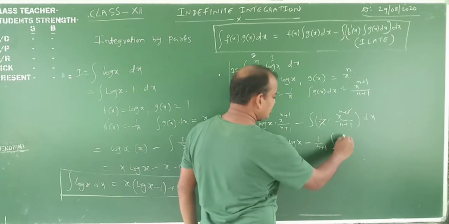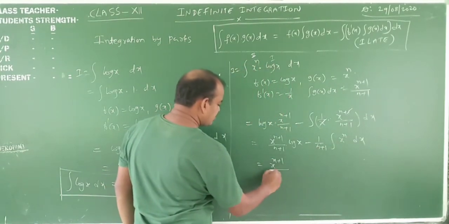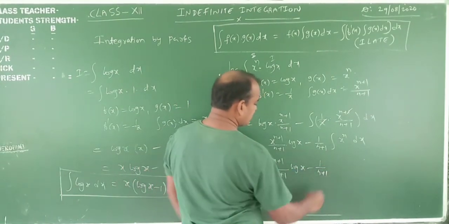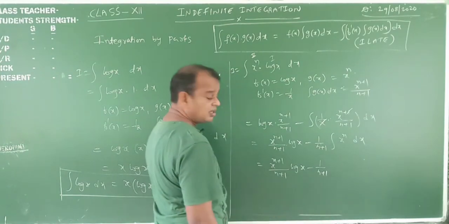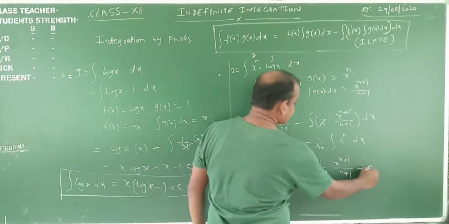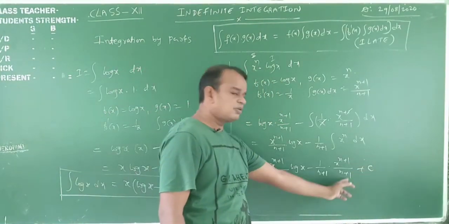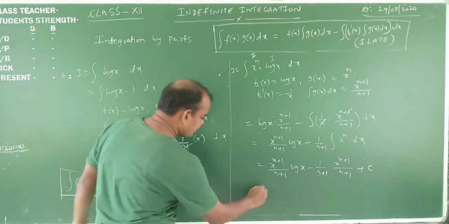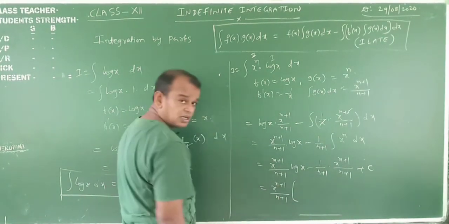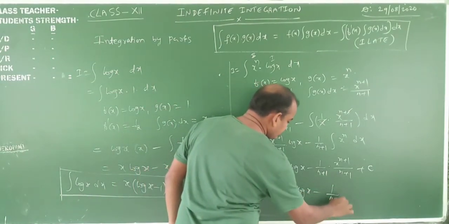What is the remaining? Integral of x power n dx. x power n plus 1 by n plus 1 into log x minus 1 by n plus 1 into, what is the formula of this one? Integral of x power n, again x power n plus 1 by n plus 1 plus c. Now take the common factor out, x power n plus 1 by n plus 1. Taken common out, what happened? That equals log x minus 1 by n plus 1 plus c.